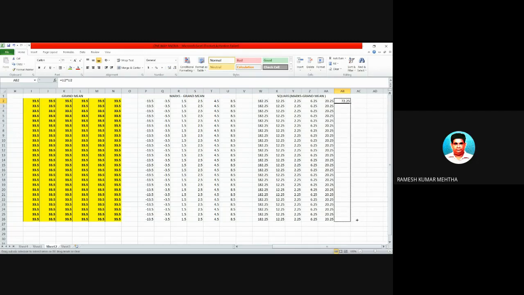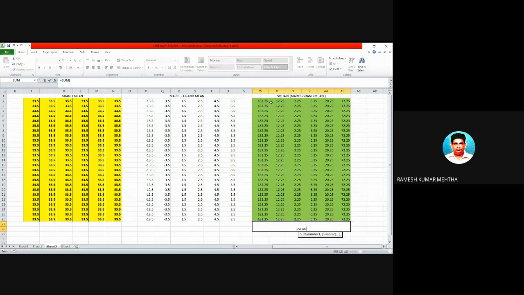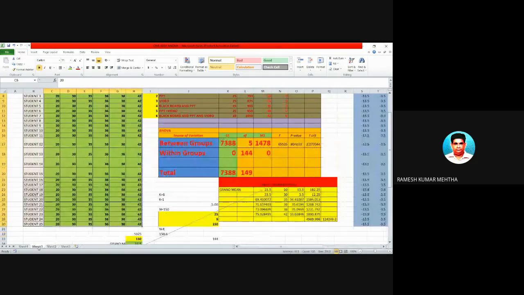So you have got the answer to everything. Now just sum all this. Sum all this is equal to the sum of the squares of the differences of the grand mean from the marks. So I am summing all this and I'm getting 7387.5. Look at the answer to see if I'm correct or not. Yes, I got 7388, so it has been rounded.